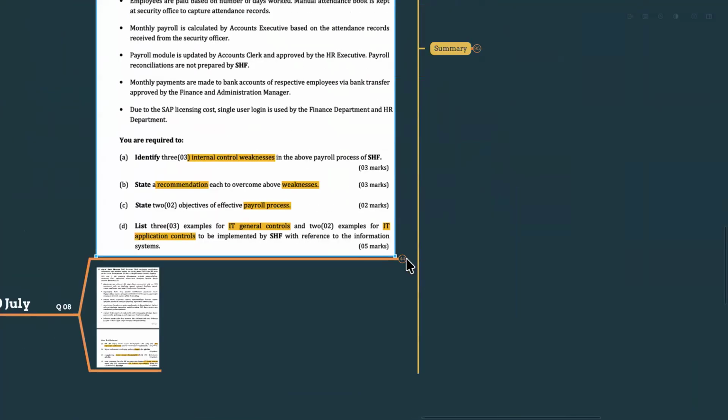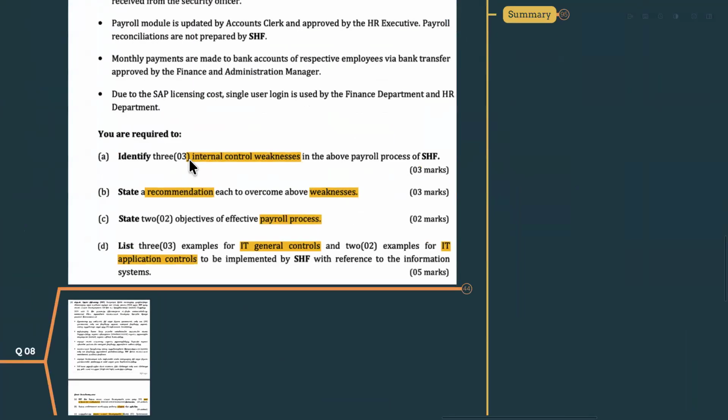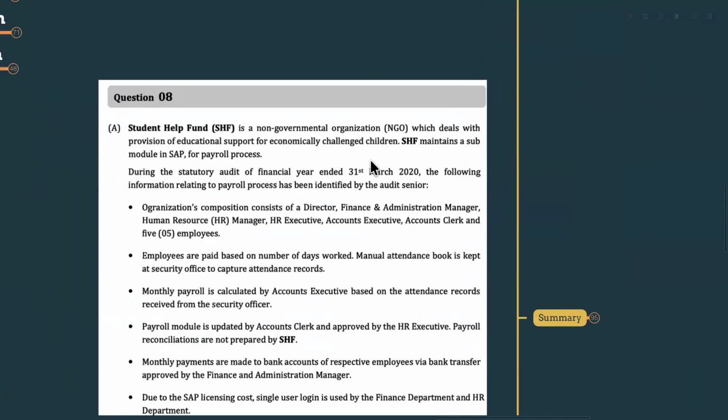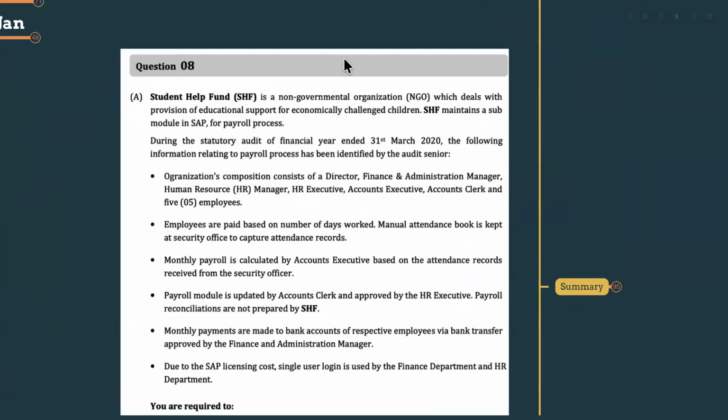This is also from the A question. Identify 3 internal control weaknesses in the above payroll process. So specifically, they are giving the payroll process. We know the best practices of the payroll process, right?